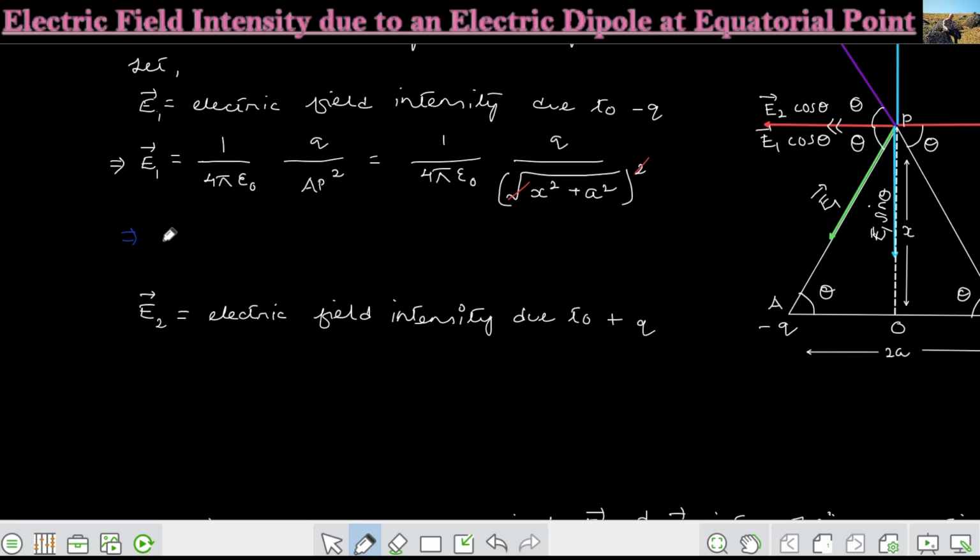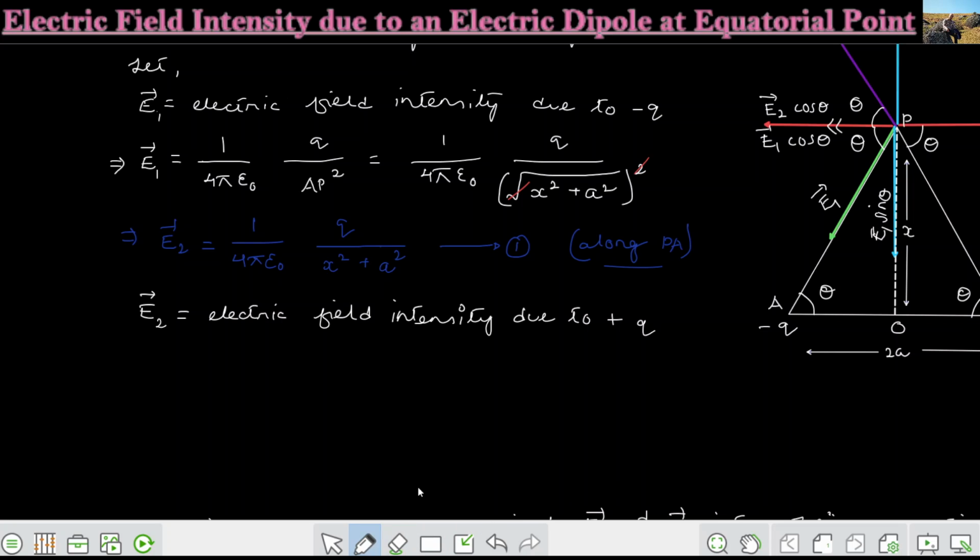Your next equation, that means this E1, will be 1 by 4 pi epsilon naught, then Q divided by x square plus a square. So this will be equation 1. And mind you, where is the direction? The direction of this E1, from the figure it is clear, is along PA. Very, very important.